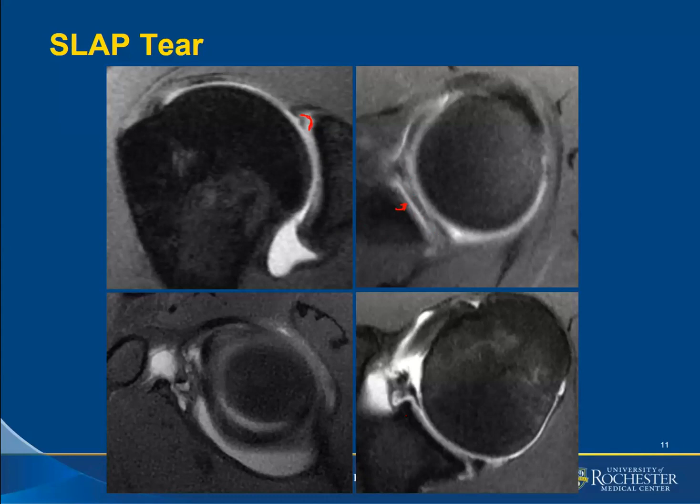In this patient, as we went more inferiorly, we could see that there are tears propagating at both the anterior and posterior chondrolabral junction. And this would be important to include in your report so that it gives the surgeon a better idea of the extent of the labral tearing.